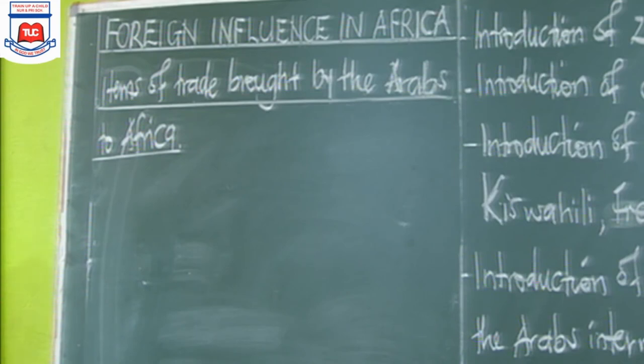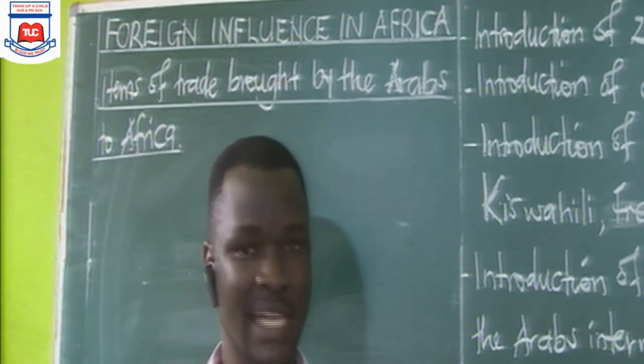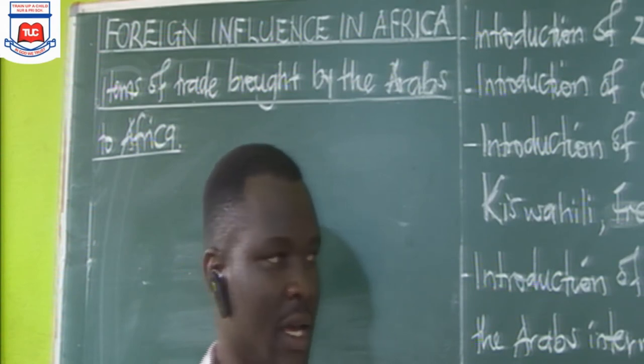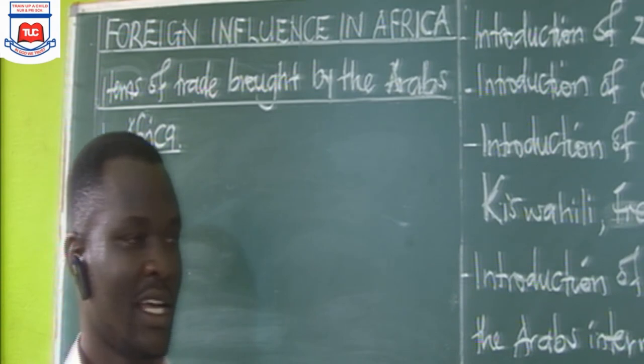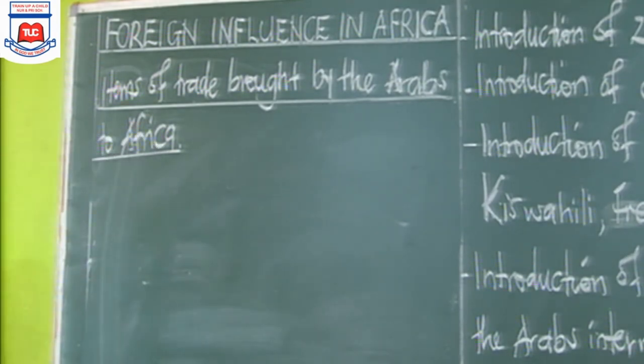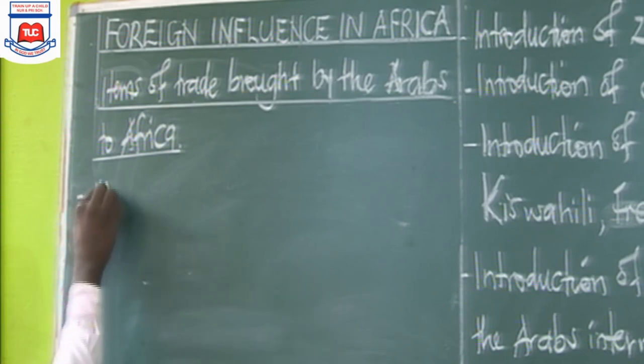So we are now going to look at what did these people bring to Africa. Remember, we said they were majorly traders, people who were interested in carrying out trade. So we are going to look at which goods they had brought to Africa. Then we shall also look at what did they want from Africa, and we shall be continuing with our lesson. So one of the things these Arabs brought were things like mirrors.